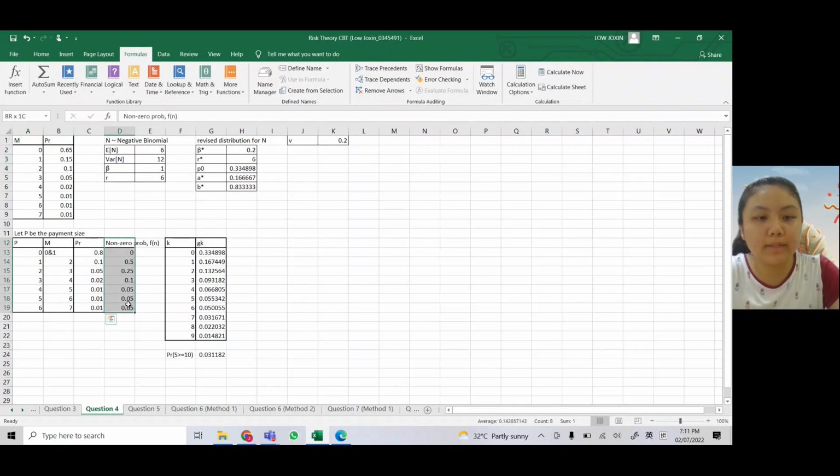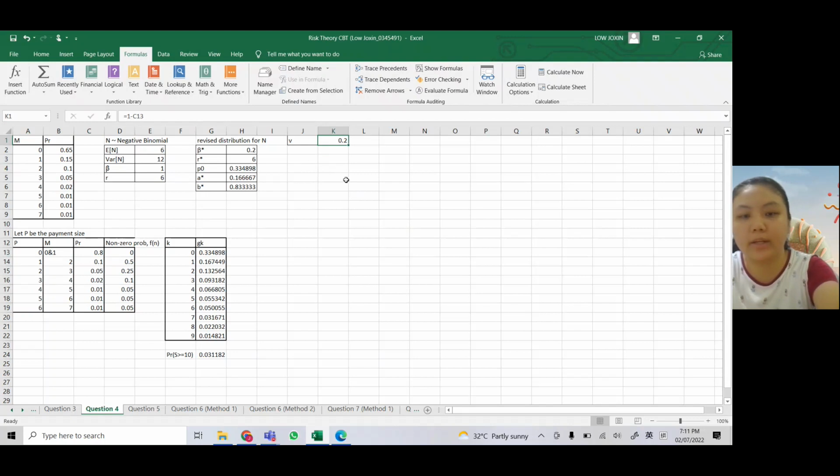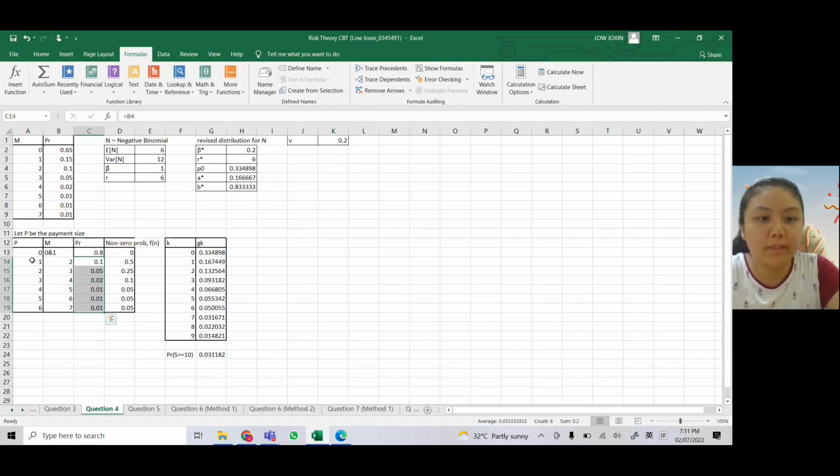For this column, we are trying to find the probability of P given that P is larger than 0, meaning we exclude the probability of P equals 0. What is the probability of P equals 0? It is 0.8. So the probability of P larger than 0 will be 1 minus 0.8. For every probability from 1 to 6, we will divide it by 0.2. So we will get this, and this equals the probability of P given that P is larger than 0.